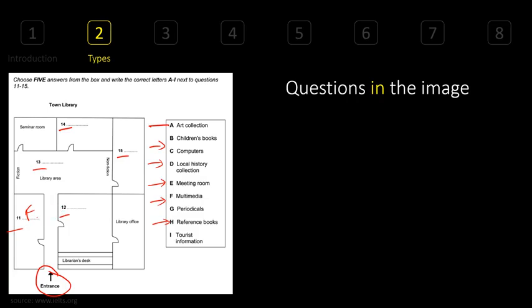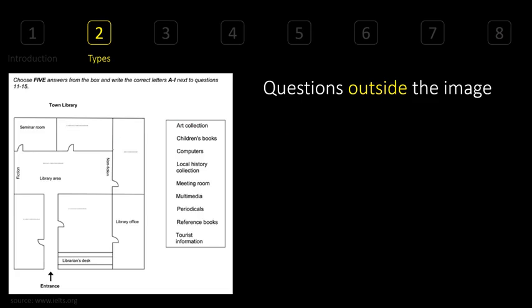If we look just opposite, we have a computer room, so we have computers here, option C. That's how they're going to play the audio. I'm going to show you a real example later. This is just to show you the types of this kind of question. The first one is the question in the image. Why do we have to do this? Understanding the types, we'll see later. The second one is the question outside the image.